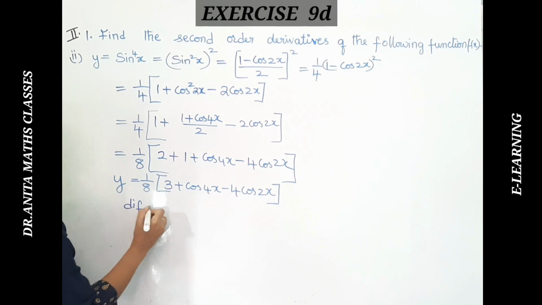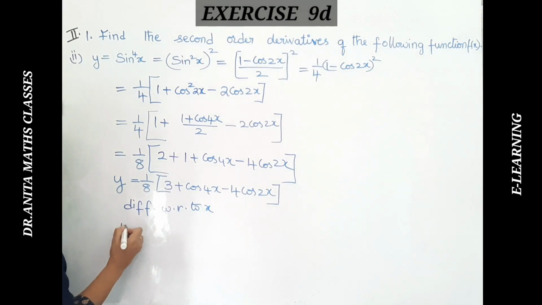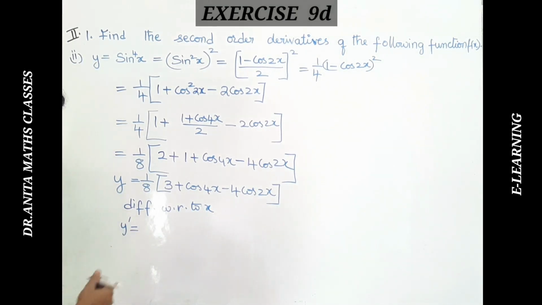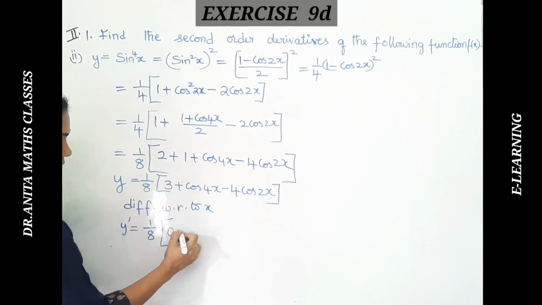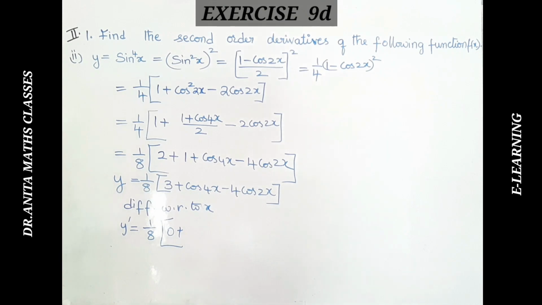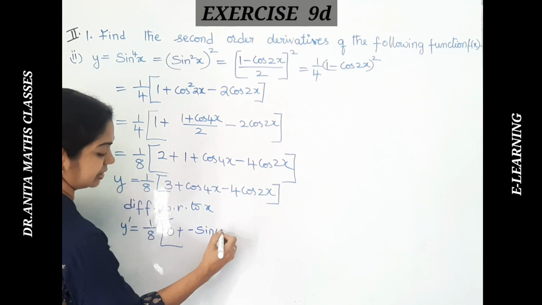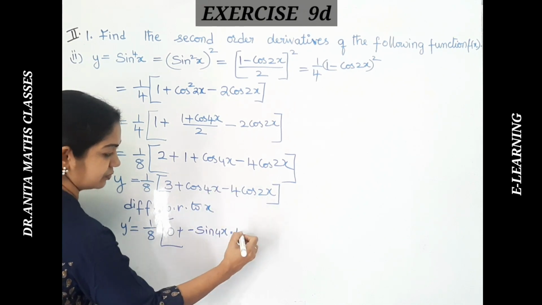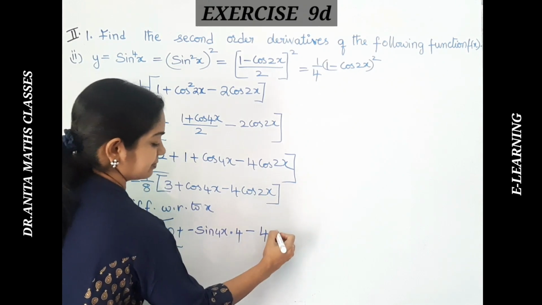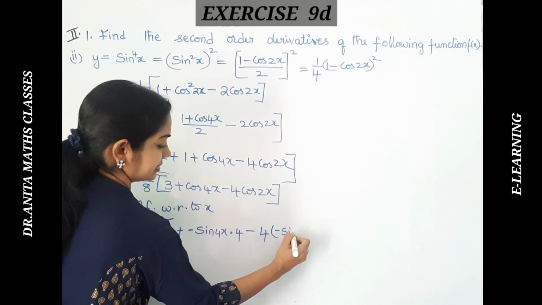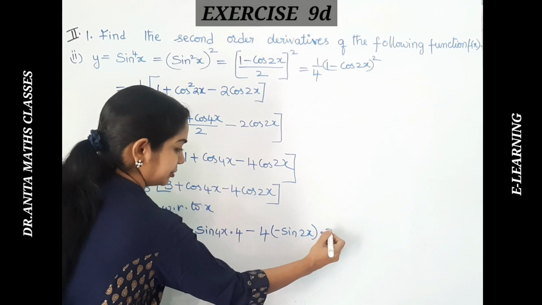Here differentiating with respect to x. Okay, let's do this. So y dash equal to, here 1/8 is a constant, right? Now 3 is constant, so 0. And what is the derivative of cos function? Cos function is minus sine 4x. Again chain rule. So 4x means 4 you get, negative 4. Again derivative of cos is minus sine 2x. Again derivative of 2x is 2.